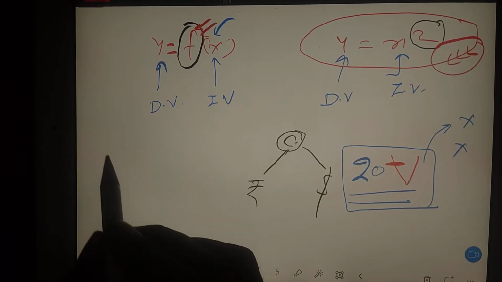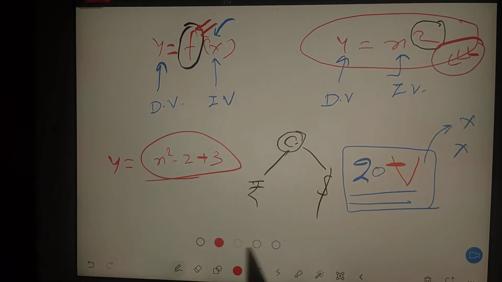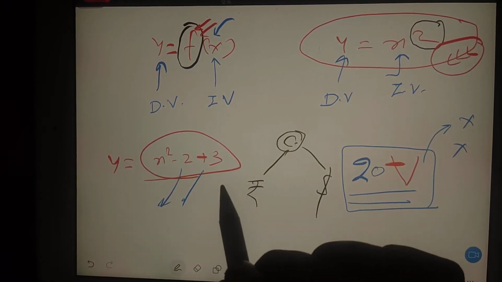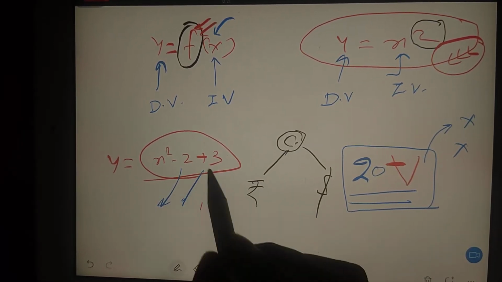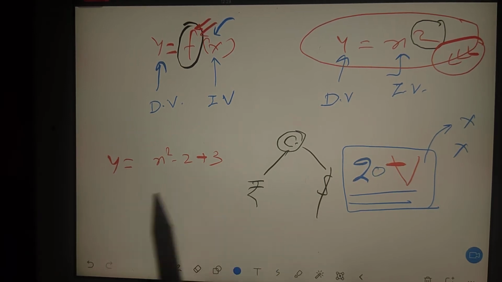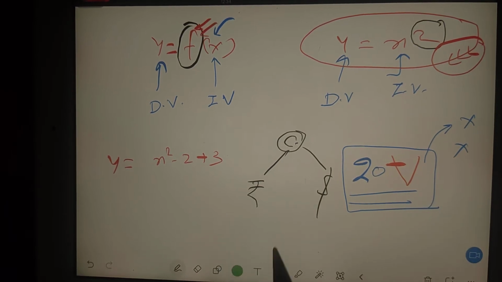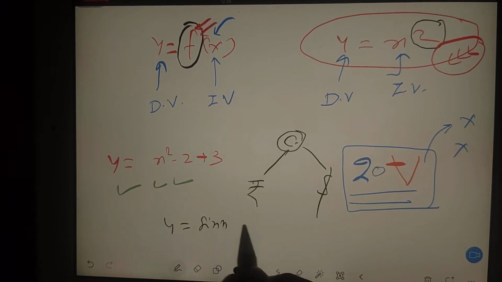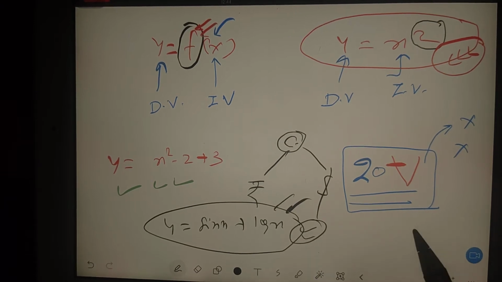Similarly, if I write anything like x square minus 2 plus 3, this thing has to be a valid function, because in mathematics you cannot write just anything. Whatever you write should be a defined function. So how will you define any function? Right now, you could say, sir, I am creating y is equal to sin x plus log x, and I am saying this is a valid function. How can you say this is a valid function?